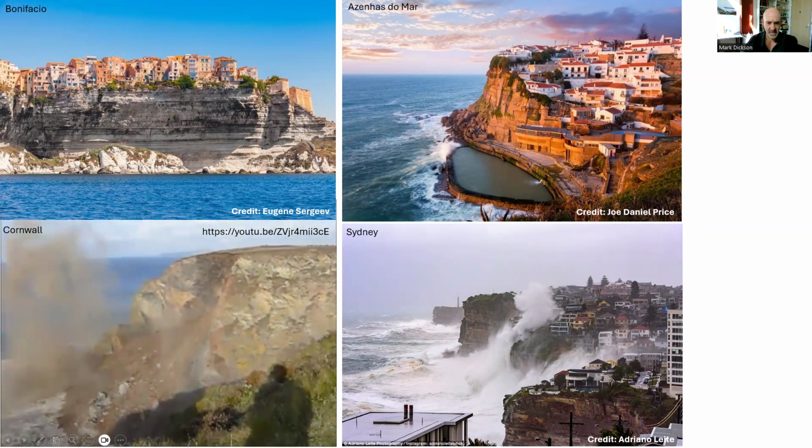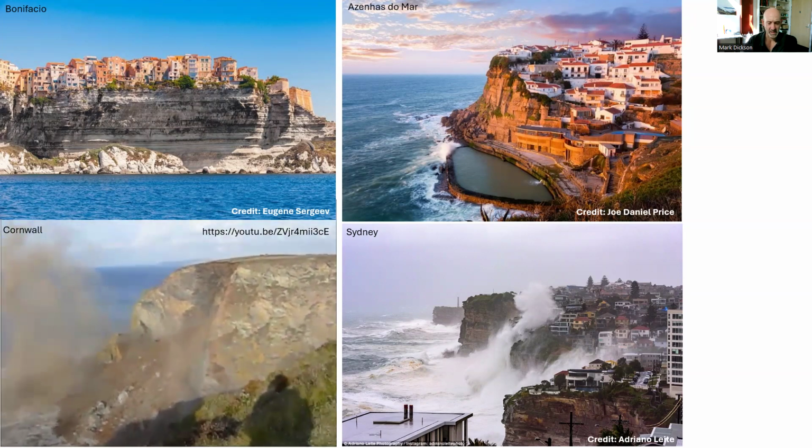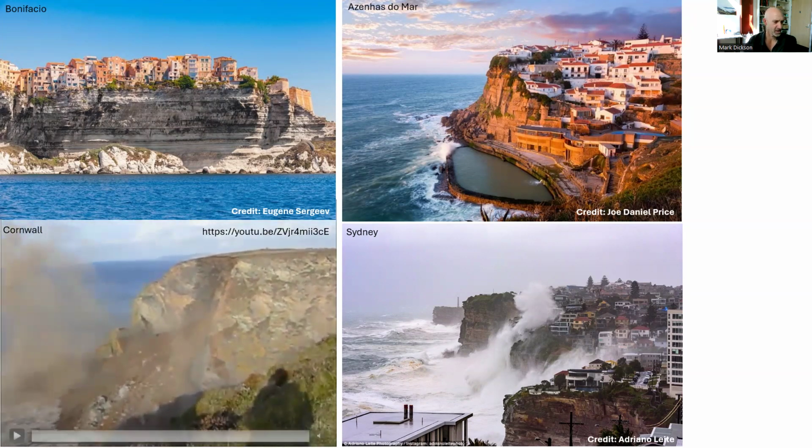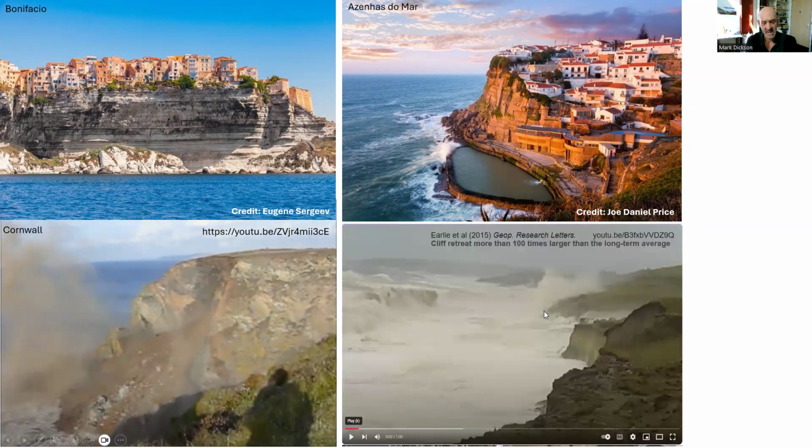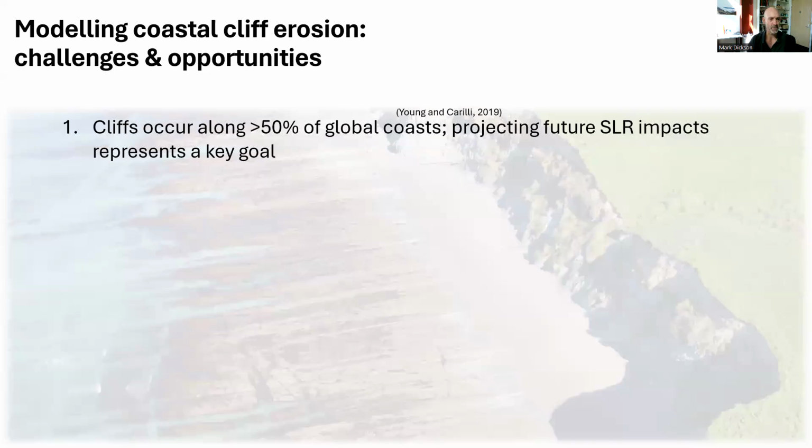The cliffs of Sydney here are hard sandstone cliffs, but with spectacular storm waves attacking the cliff face. And an example from Claire Earlie's PhD work, again back in the UK, where they were able to document a really extreme storm during which cliff retreat was more than 100 times larger than the long-term average. So sometimes these extreme storms can drive really rapid cliff retreat. Sometimes the cliffs may retreat rather little during these events, and the failure could occur during a period of time in which the weather is really quite benign.